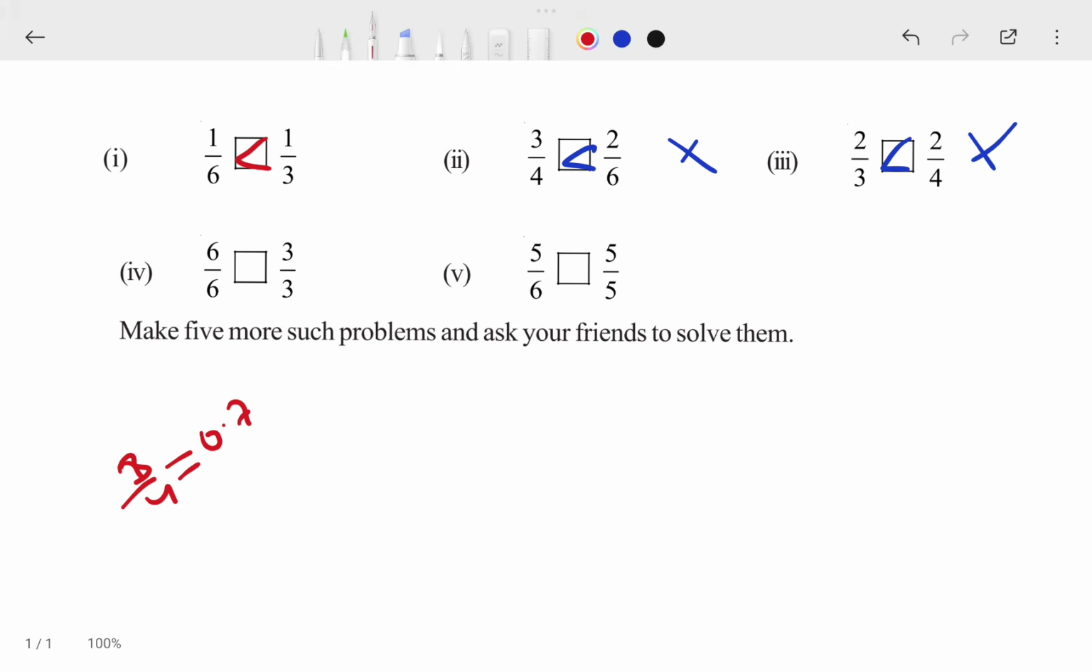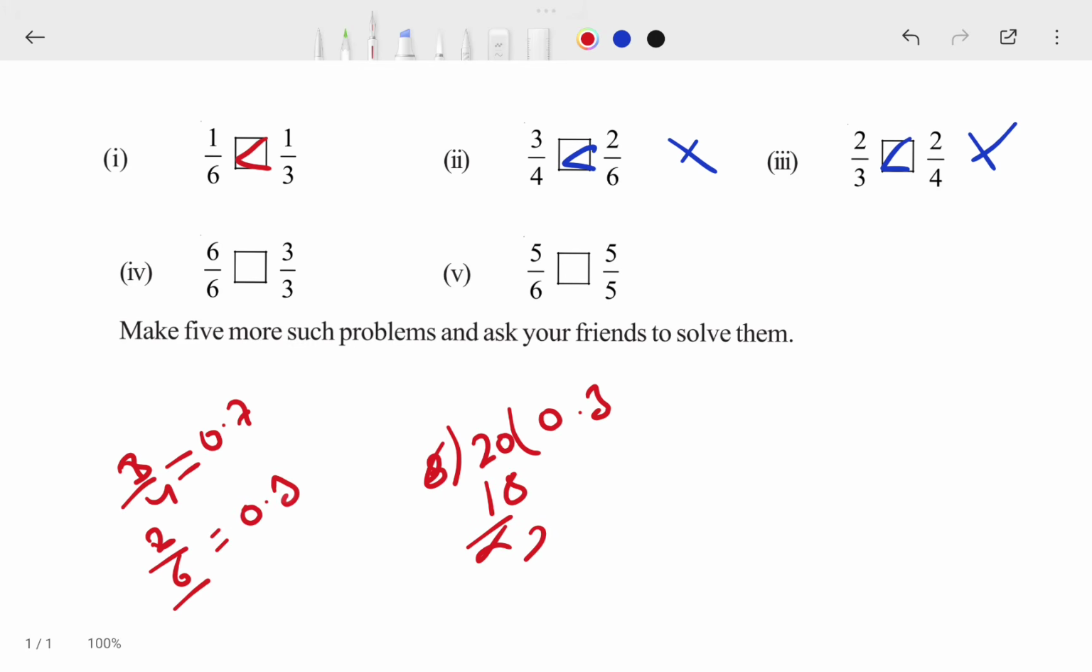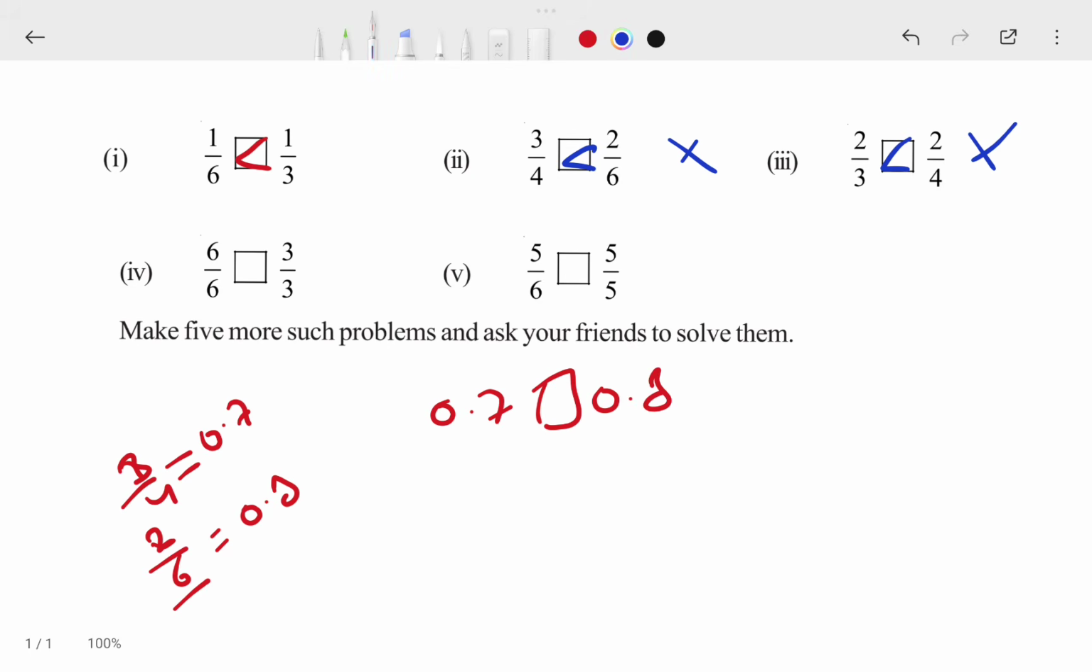Now let's see this one. This is given 2 by 6. So this is 6 and this is 2. If you divide, 0 point something, 3 it is there, 6 3s are 18. So the answer is 0.3. So now tell me which is greater, 0.7 or 0.3? Of course 0.7. So you are putting like that, so it is wrong, because here 0.7 is greater, that is 3 by 4. So the answer is like that. Generally like that we are doing this one.